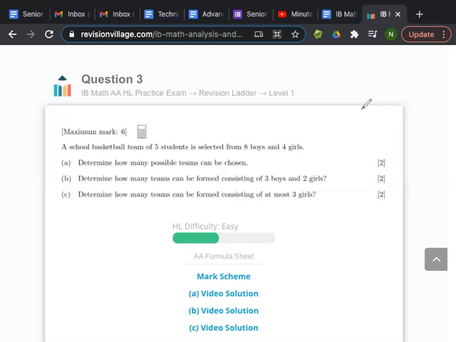So if I need to come up with just the combination of boys, how would I calculate that? It says determine how many teams can be formed consisting of 3 boys and 2 girls. There are 8 total boys, so my universe is 8 for the boys. Combination 3, because I only need 3 of them. Yes, plus now my combinations of 2 girls. So I would have C2.